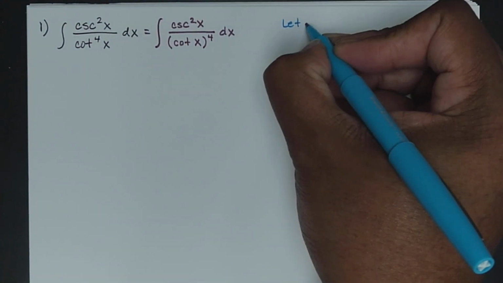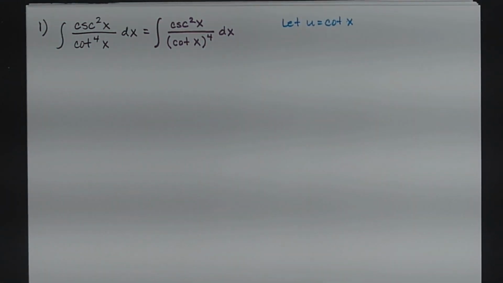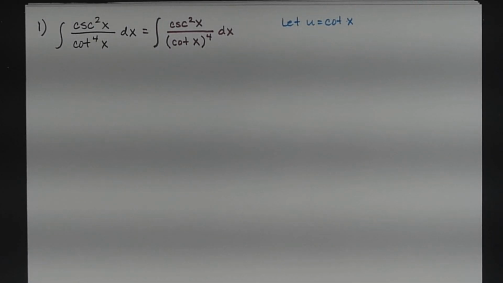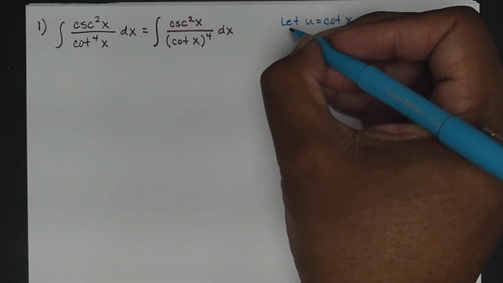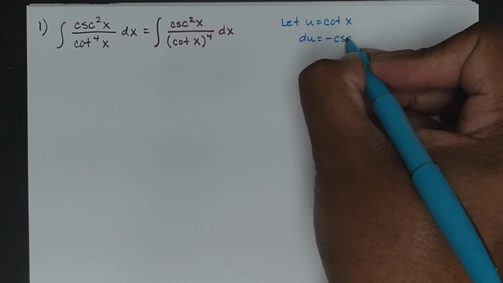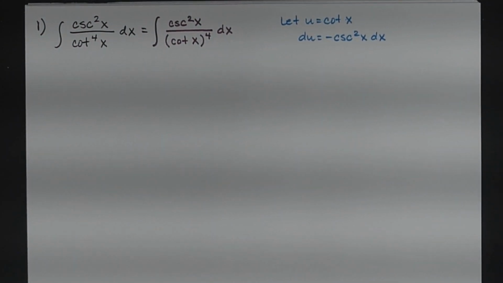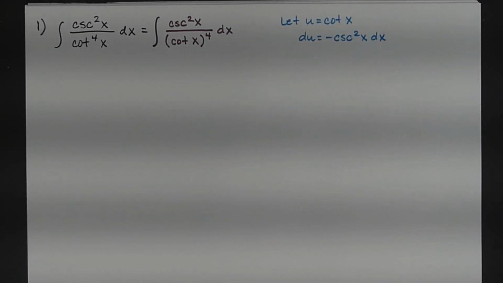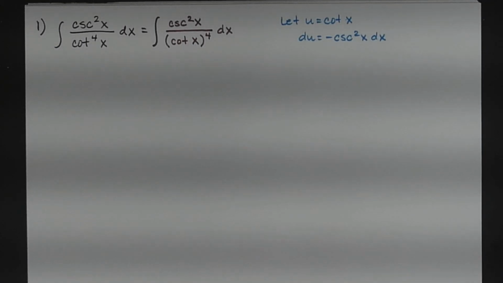The reason why I wrote it like this is because I'm going to let u equal to the cotangent of x. And I know something about the derivatives of the six trigonometric functions here. If u is the cotangent of x, then that means du, its derivative, will be negative cosecant square of x dx. Now, you might want to refer back to, I think, section 3.5 when we talked about the derivatives of your six trigonometric functions. Be familiar with those.